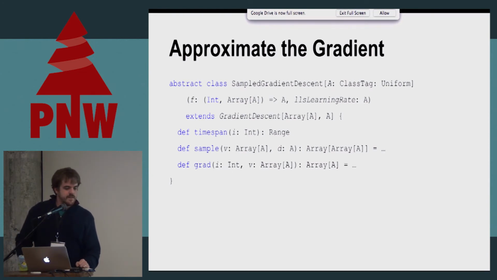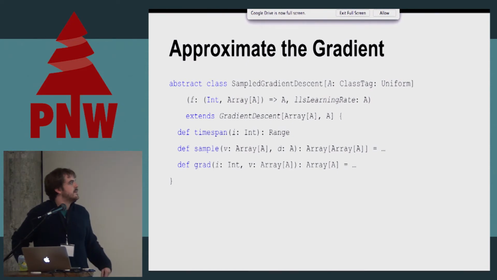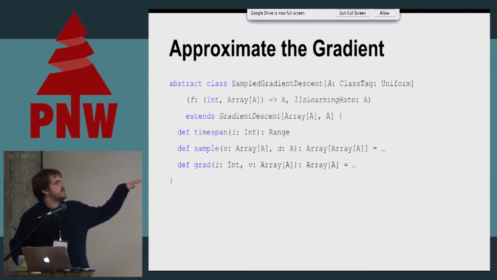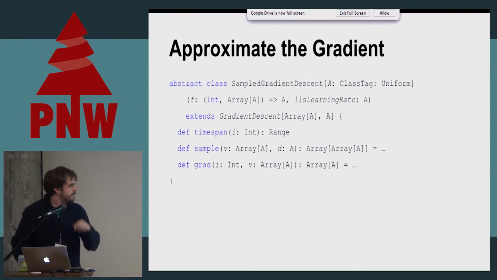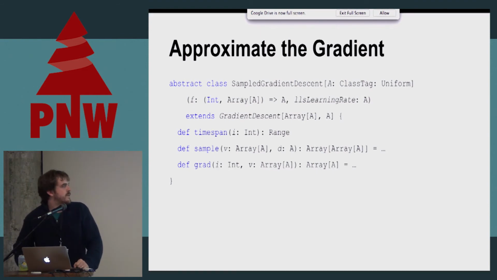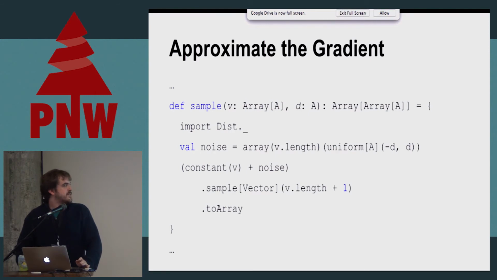Okay, so this is our version of gradient descent that does sampling to actually create the gradient. Right now you can kind of ignore the time span, but basically, given an iteration, it gives you a range of time that we have to run that for, from day n to day n plus whatever. And the most important thing for this is that we need to be able to sample. So sampling is kind of cool.